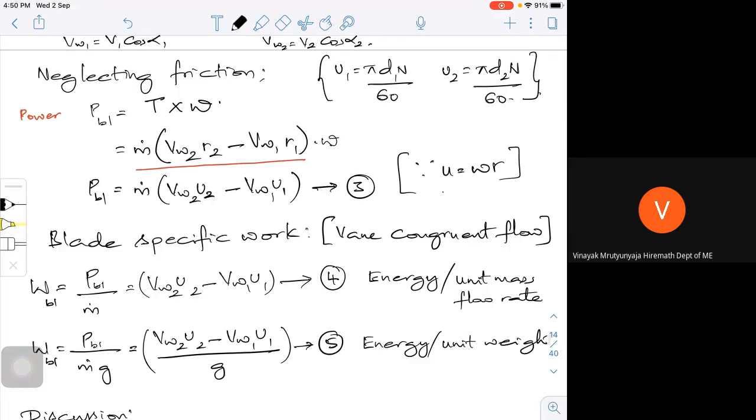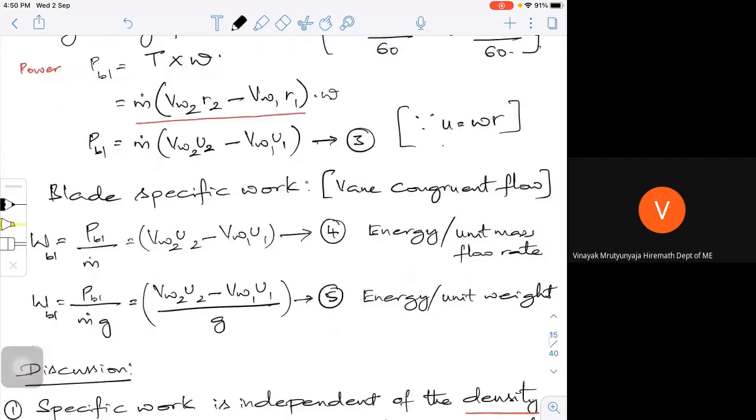Now, in most of the Euler equation, what we try to do is express it in terms of unit mass flow rate, or energy specific work, blade specific work, or vane specific work. So I move the mass flow rate below, and I call that W blade. So W blade, or blade specific work, will be equal to power by mass flow rate, which is equal to Vw2 into U2 minus Vw1 into U1. That is energy per unit mass flow rate.